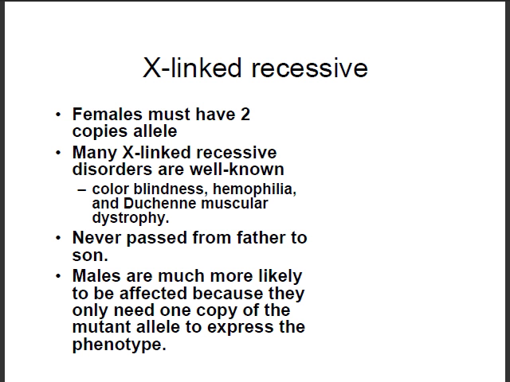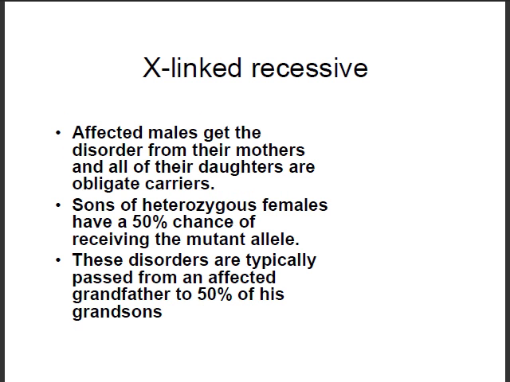Now, many of these are well known: color blindness, hemophilia, Duchenne muscular dystrophy, and hey, even male pattern baldness, like your teacher, Mr. Davis, has. It's never passed from father to son, as I said before, and males are much more likely to be affected. They only need one copy of the mutant allele to express the phenotype.